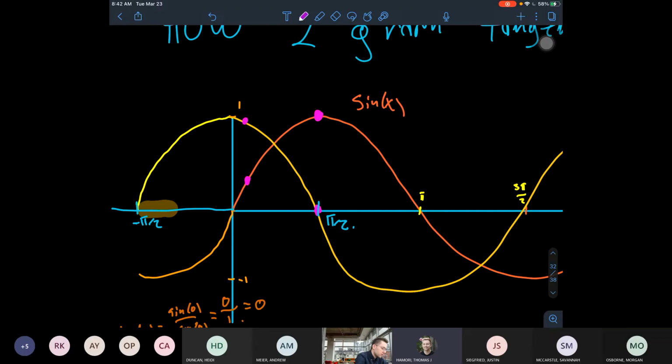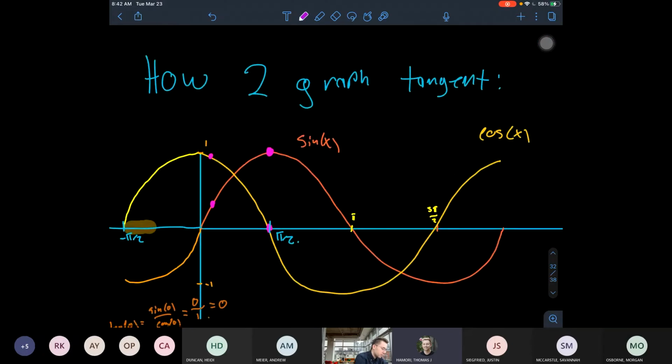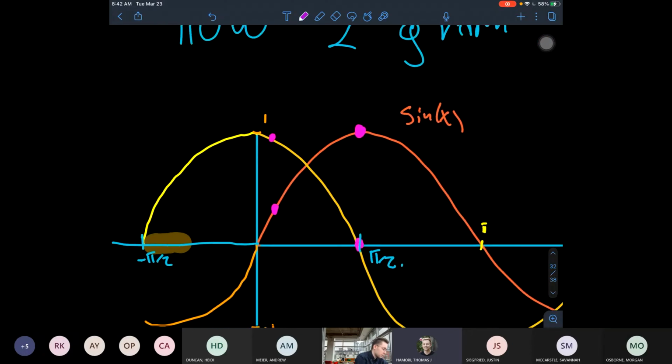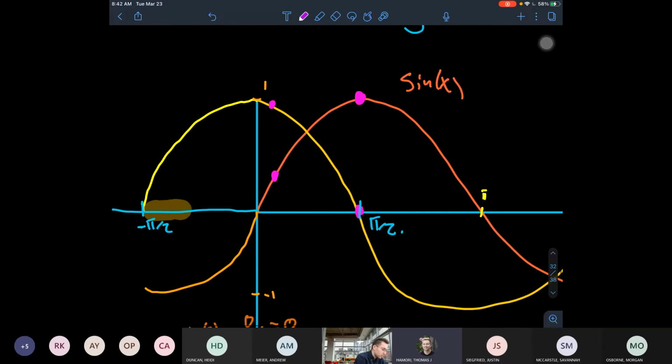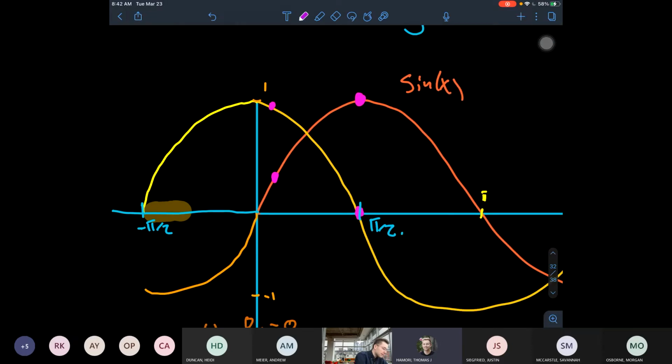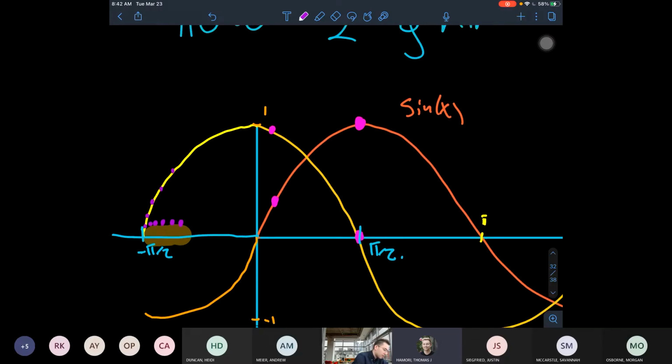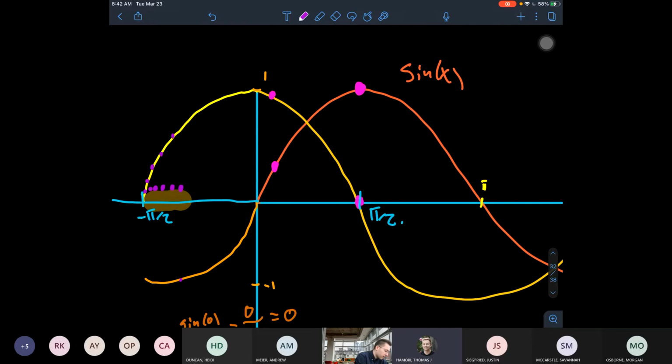Okay, so this is still kind of what we were talking about last time, but I'm going to zoom in a little bit and do this a little bit more slowly. Okay, so as our x value marches leftwards towards negative pi over 2, the value of cosine is getting very, very close to 0, but positive. Okay, and the value of sine of x is getting very, very close to -1.